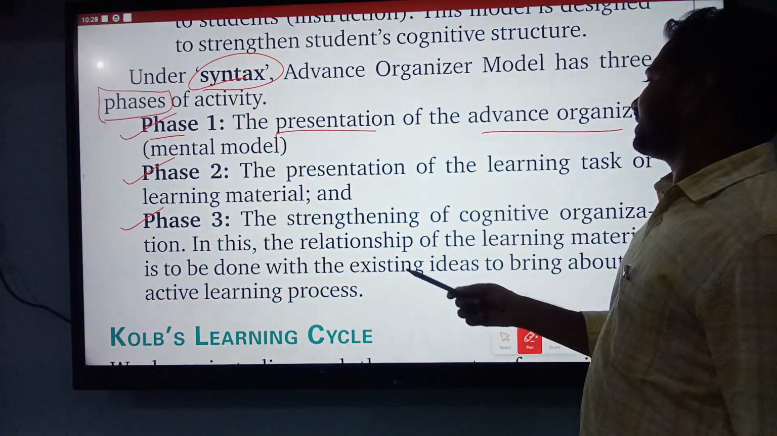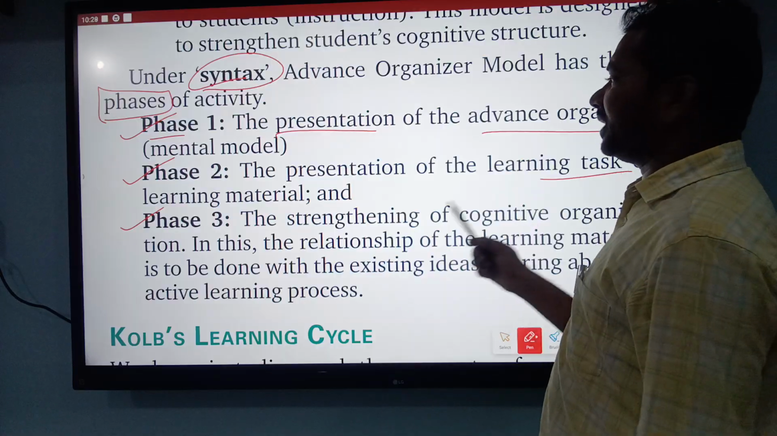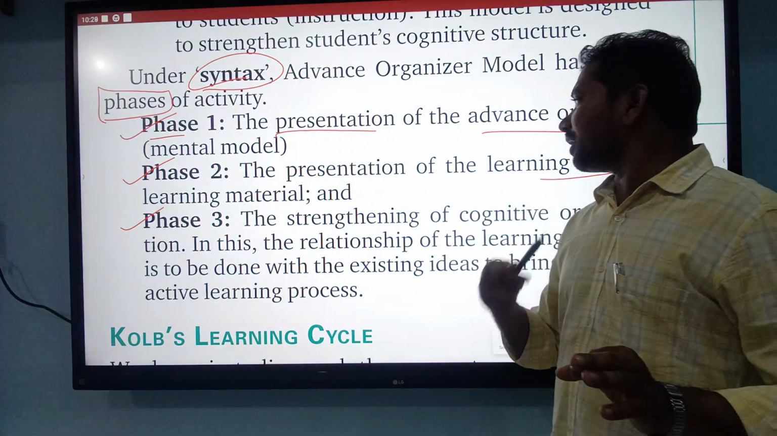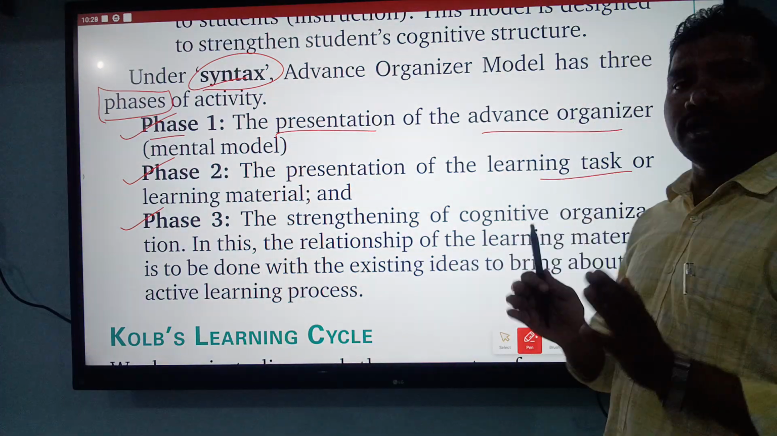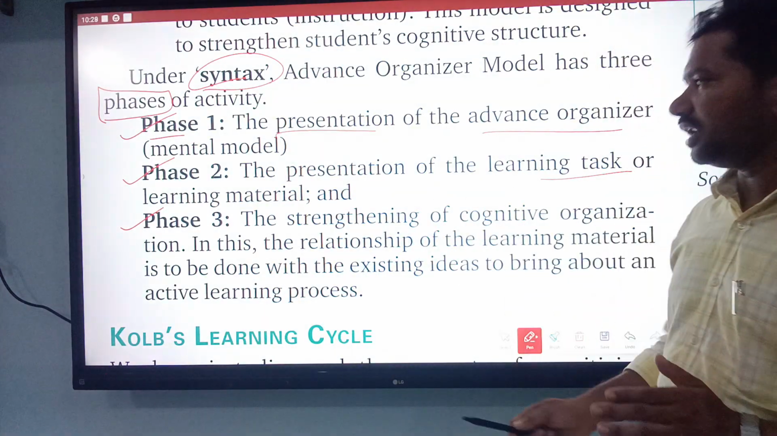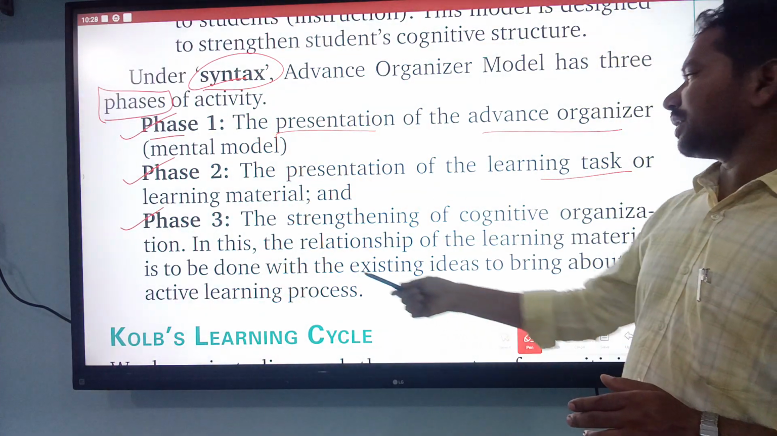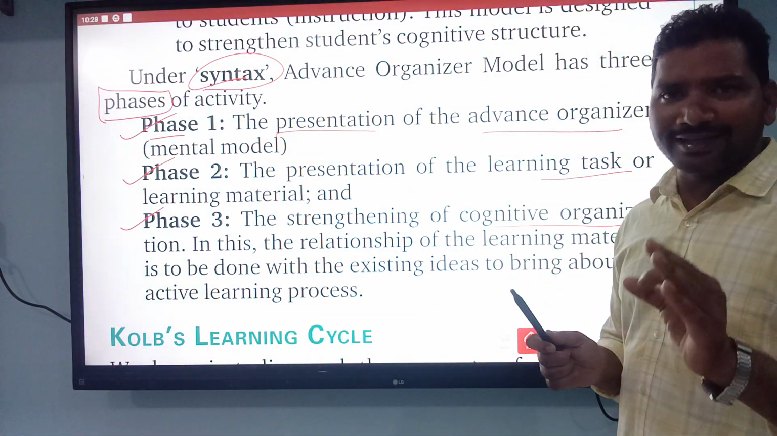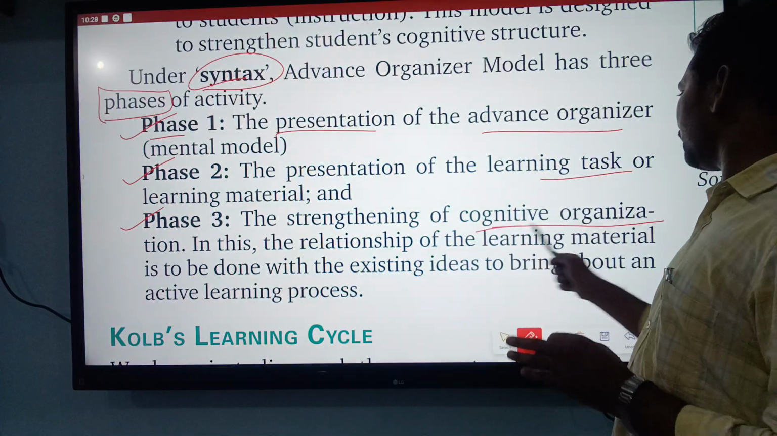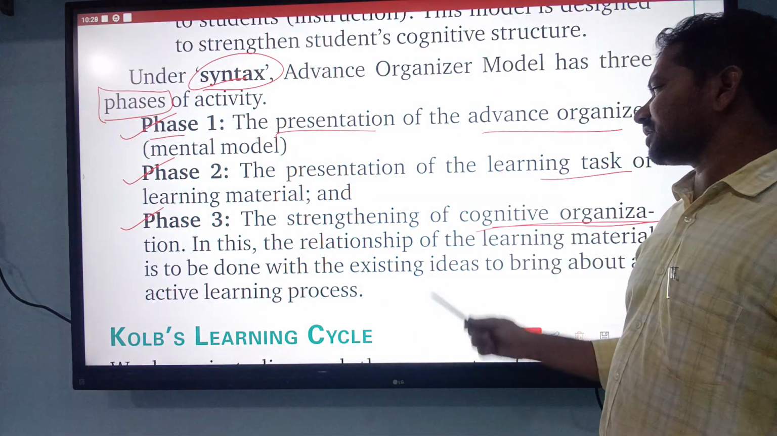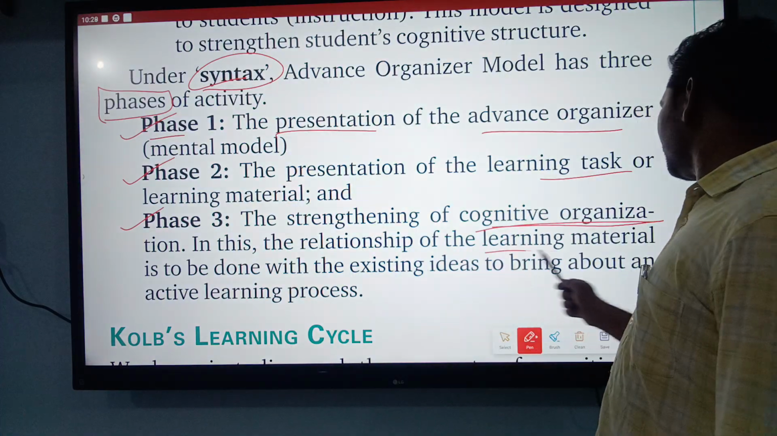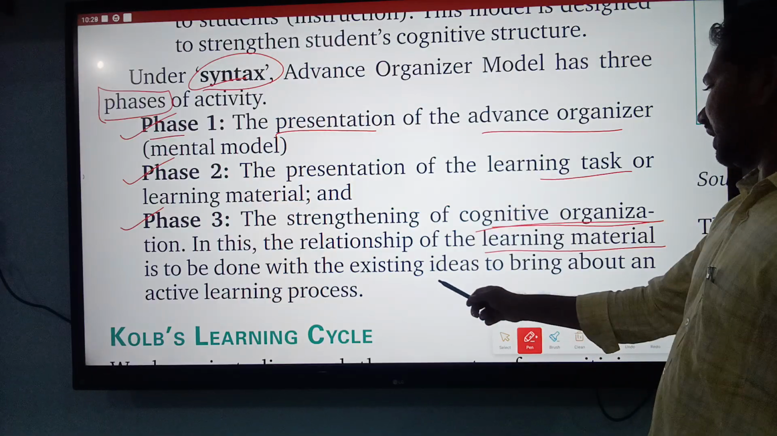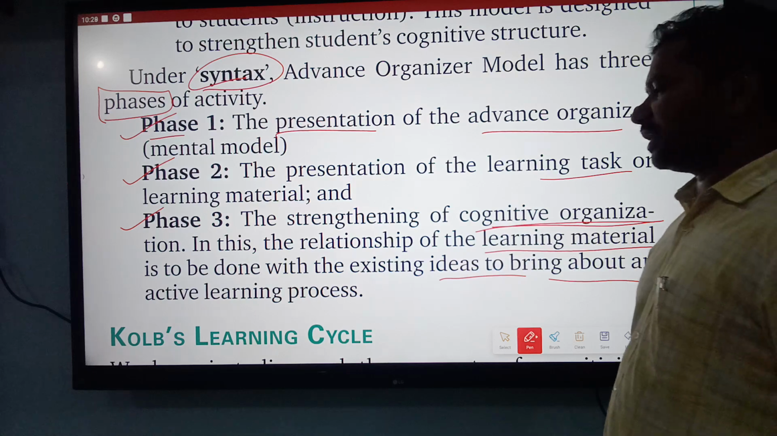The second phase is the presentation of the learning text and learning material. And phase 3 is the strengthening of cognitive organization. In this phase, the relationship of the learning material is to be established with existing ideas to bring about an active learning process.